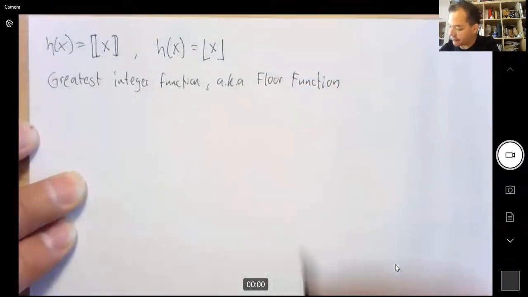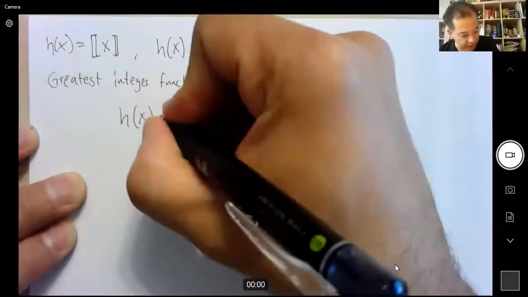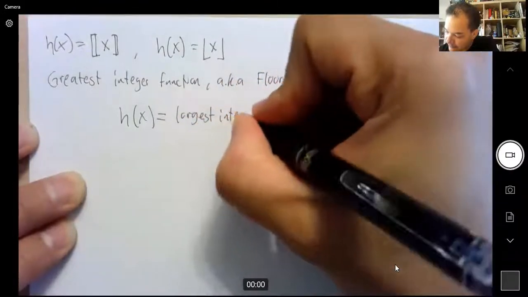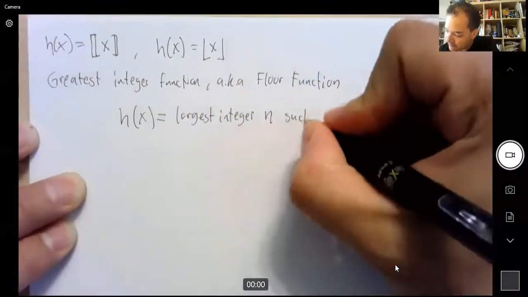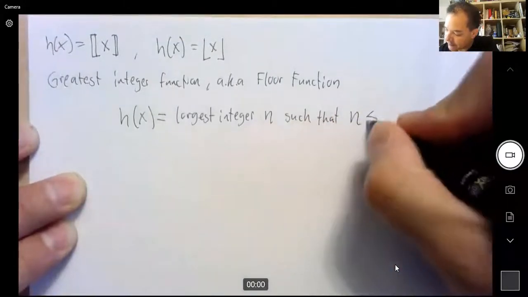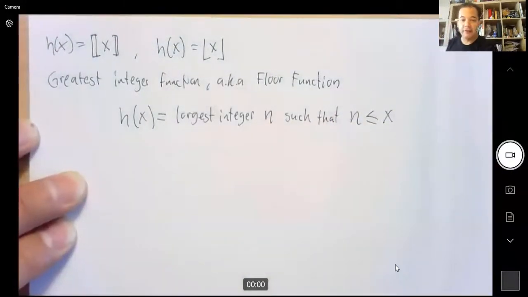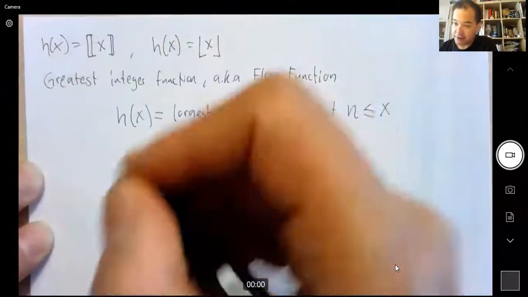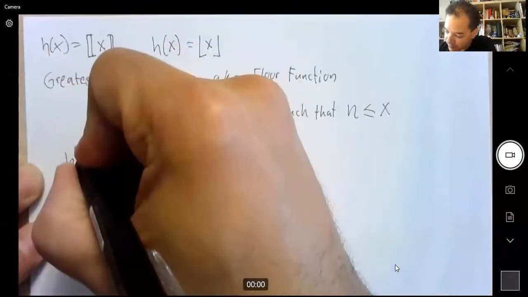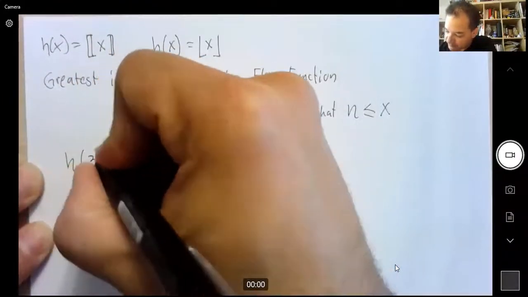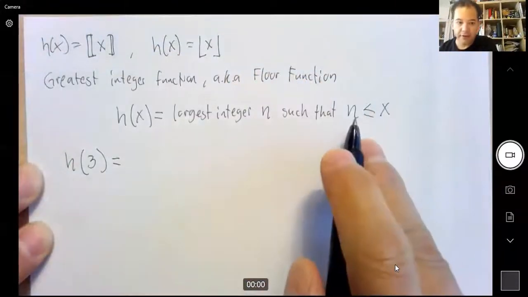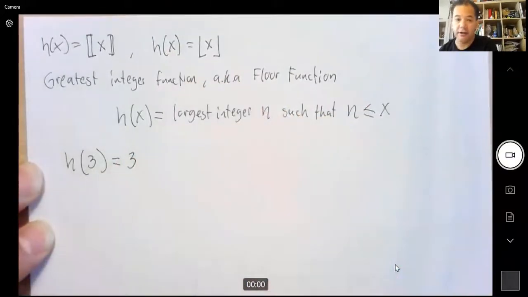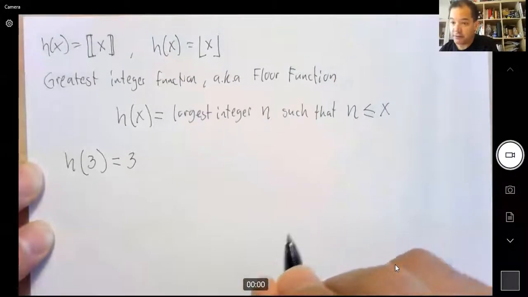Okay, and here's how it's defined. So h of x is defined as the largest integer n such that n is less than or equal to x, right? So let's provide a few examples to understand this function. If you pick an integer, like 3, well, then the integer itself is less than or equal to x, and it's obviously the largest. So for every integer, you get the same number. So h of 3 is 3.